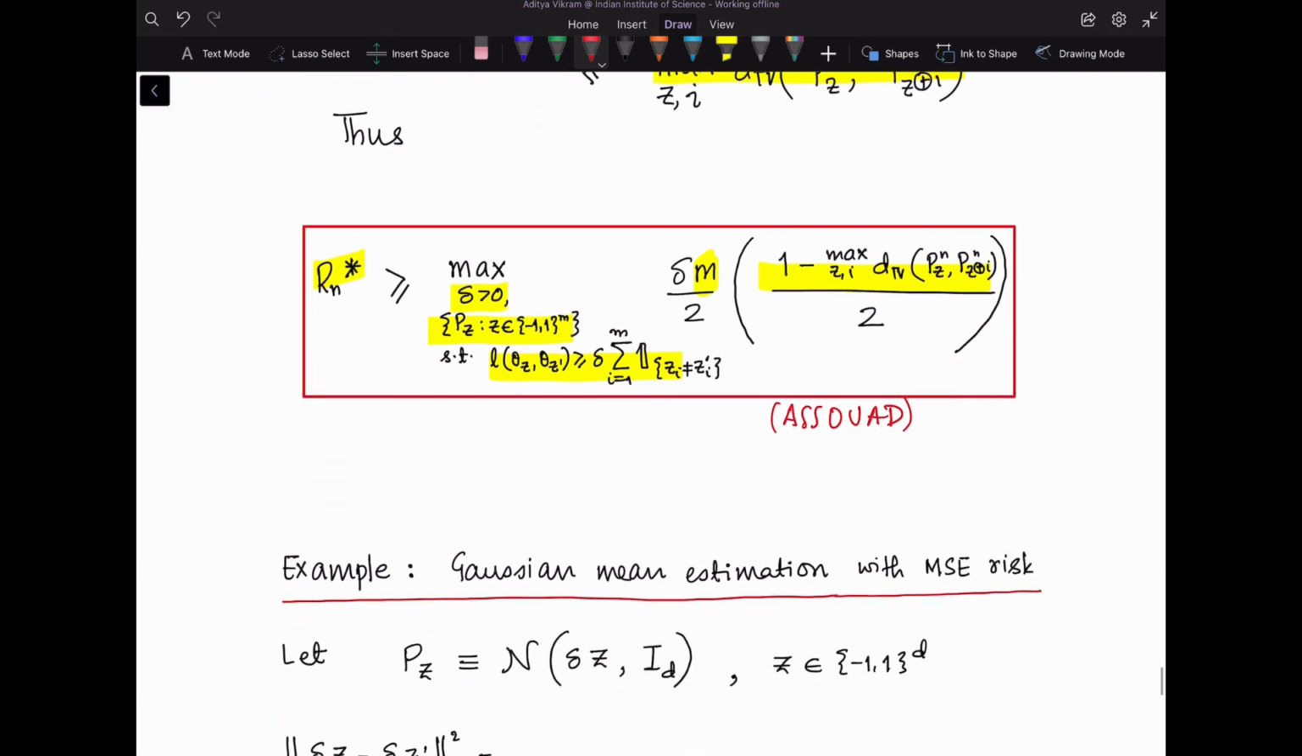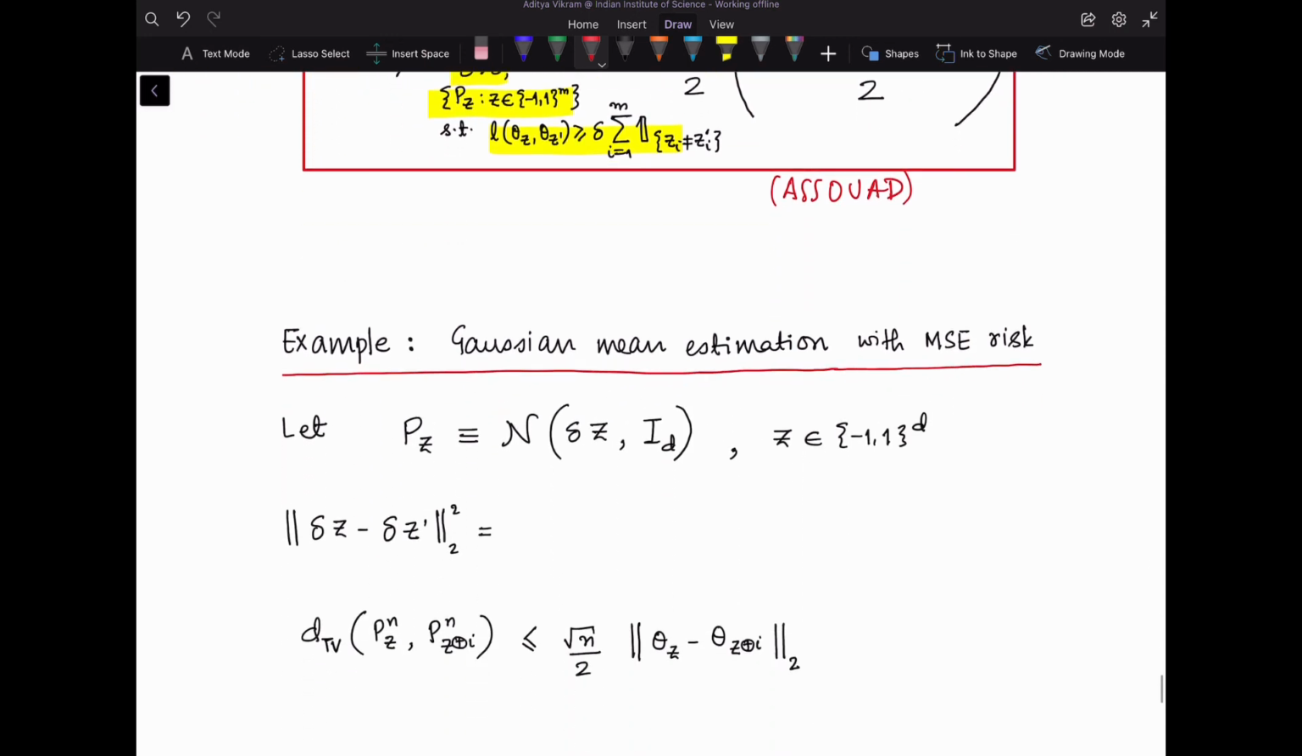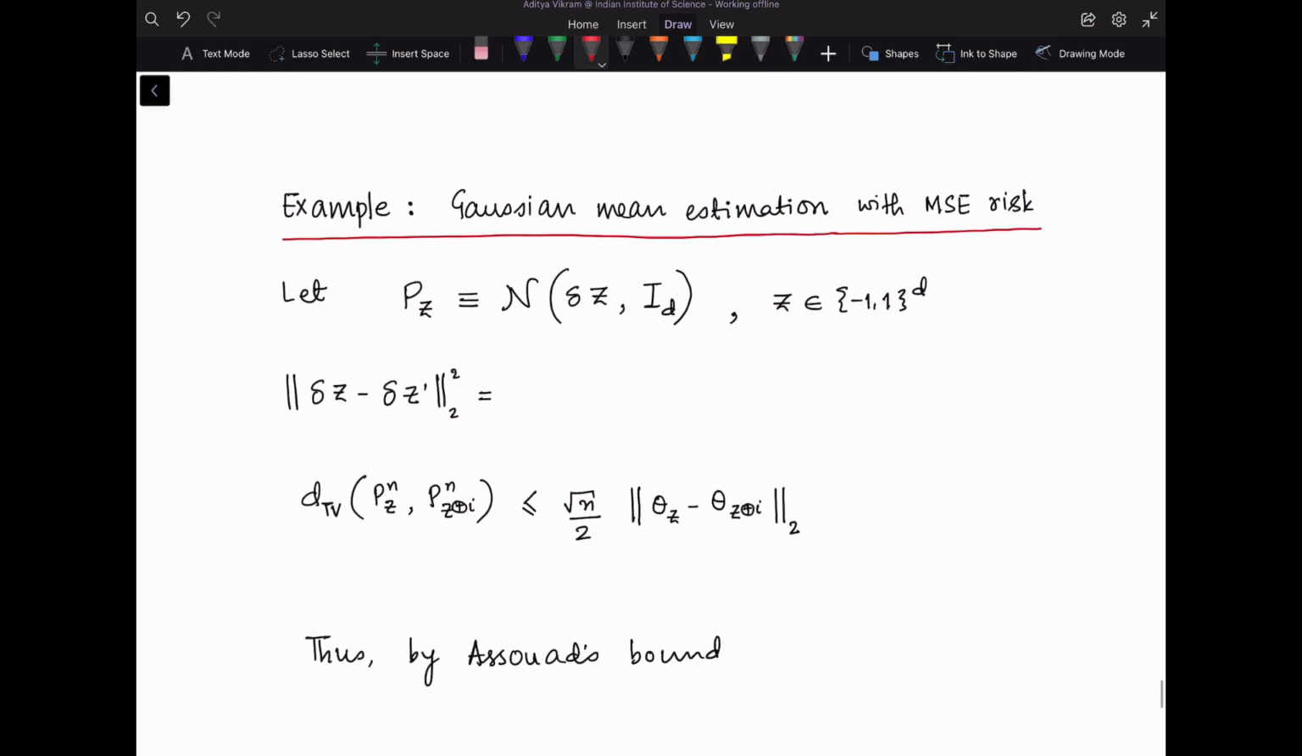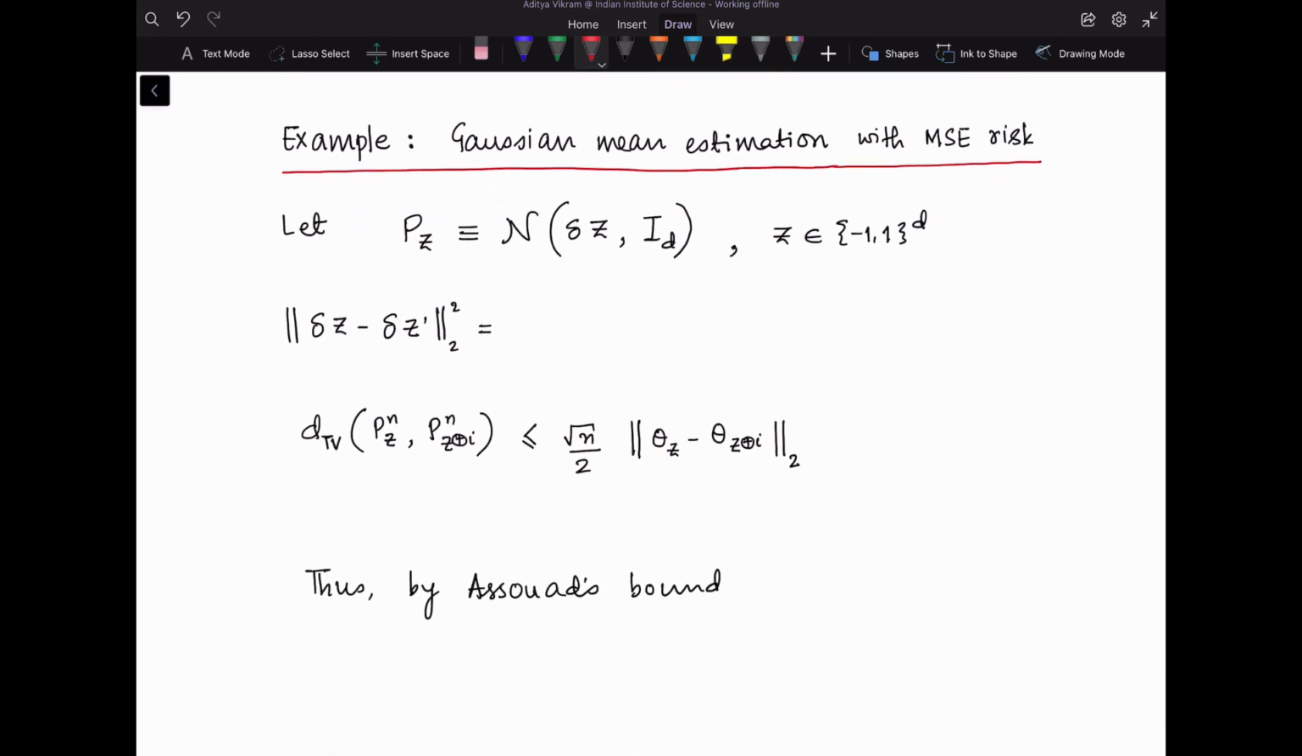Right, so now let's see how it applies to Gaussian mean estimation with mean squared error risk. First you want to specify the family of distributions, and the way we specify this is as follows. Pz would be normal with mean delta z and covariance matrix Id. Here z is a d-dimensional plus minus 1 vector, and delta is a scalar.